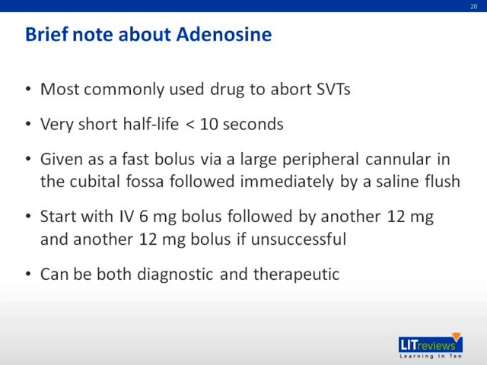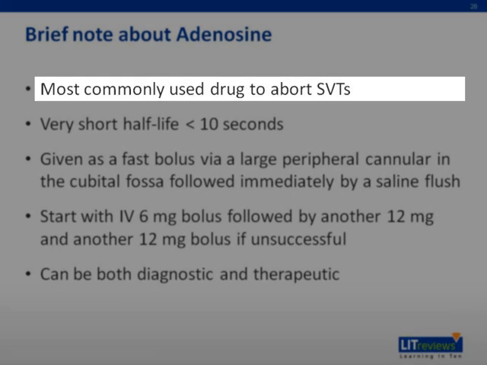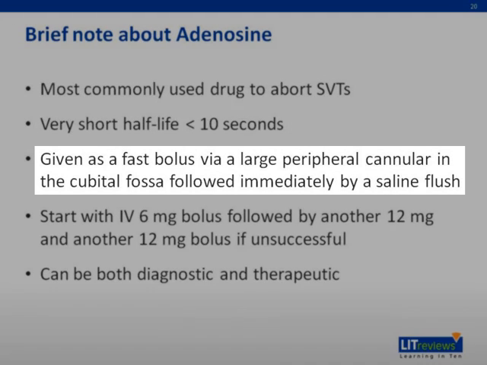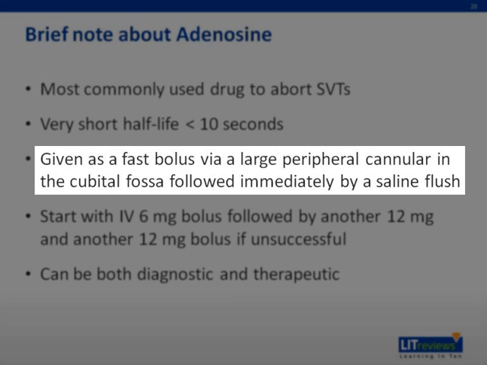Just a little bit more about adenosine. It is the most commonly used drug to abort SVTs. One of the reasons it is particularly favored is because of its fast onset and very short half-life of less than 10 seconds. It is given as a fast bolus via a large peripheral cannula in the antecubital fossa, followed immediately by a saline flush.